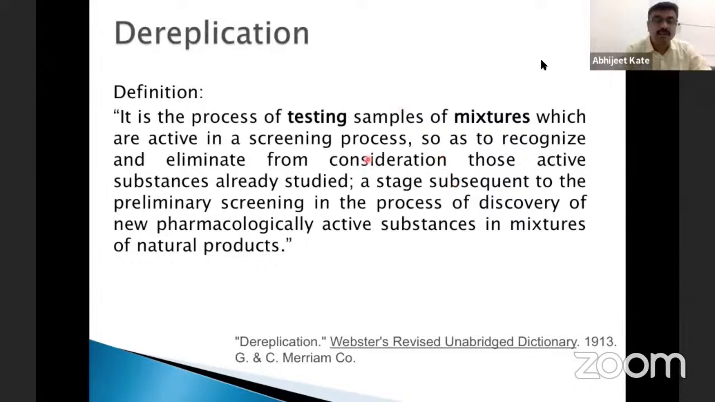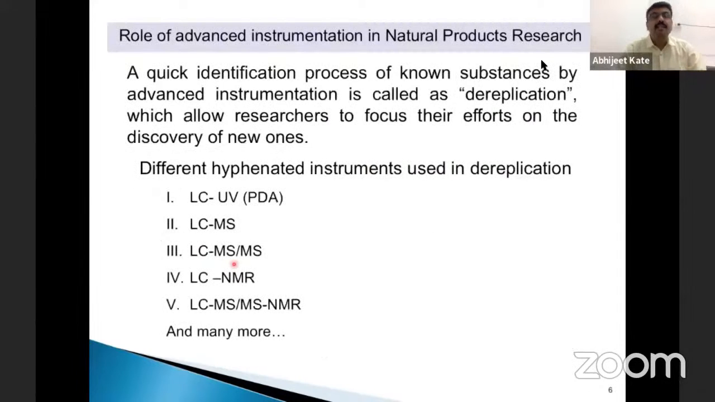Right. So if I move forward, what are these different techniques and what are different methods? These are a few of them I have mentioned here. Earlier, it started with simple HPLC with in-house standards, where they used to record the retention time and UV profile that they used for identification.